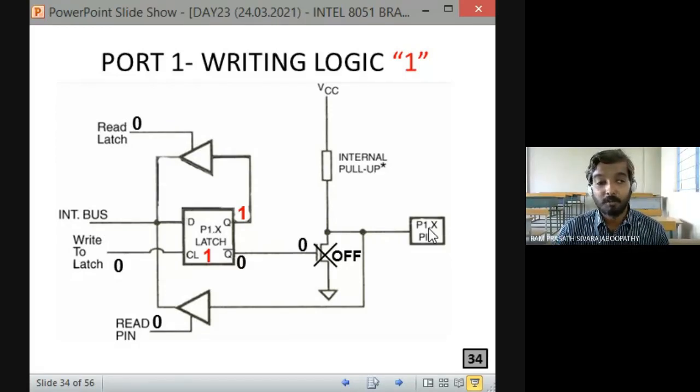Where is this port pin connected now? Kindly see the diagram and answer. It is connected to VCC through a pull-up circuit, correct? So it is connected in this way. Earlier it seemed connected to ground. Now what is it connected to? It is connected to VCC through a FET pull-up.